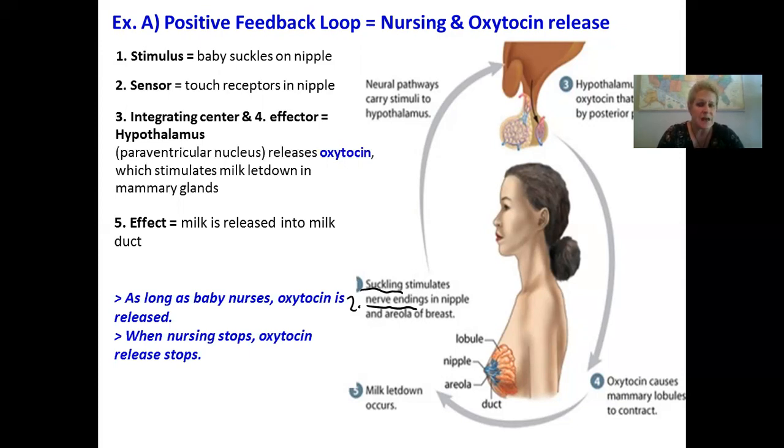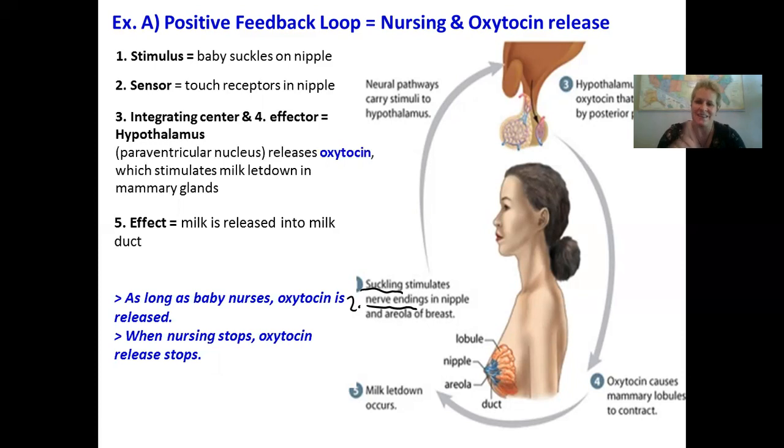Now, as long as that baby is suckling, it keeps stimulating the nipple. It causes the hypothalamus to release oxytocin. Oxytocin causes milk letdown. As the baby keeps nursing, more oxytocin, more milk letdown. As soon as the baby stops nursing and the nipple's no longer stimulated, then the hypothalamus won't release oxytocin anymore and the process stops. But it keeps going until the stimulus goes away.